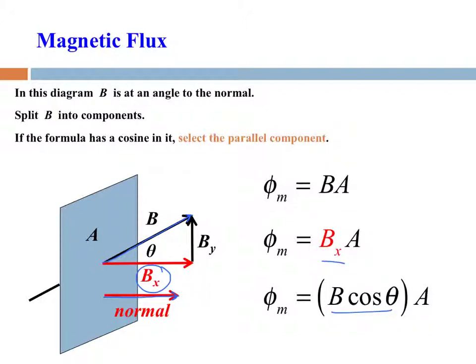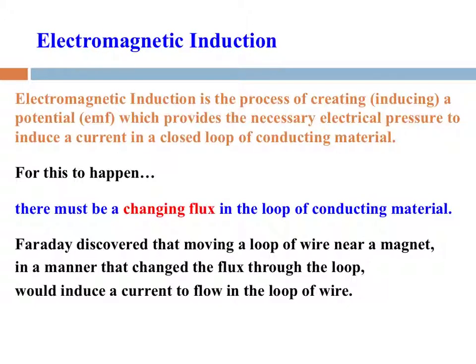But you need to be careful because that's not always true. Now we're going to use this flux to calculate our electromagnetic induction. Electromagnetic induction is the process of creating or inducing a potential or EMF, which provides the necessary electrical pressure potential to induce a current in a closed loop of conducting material.